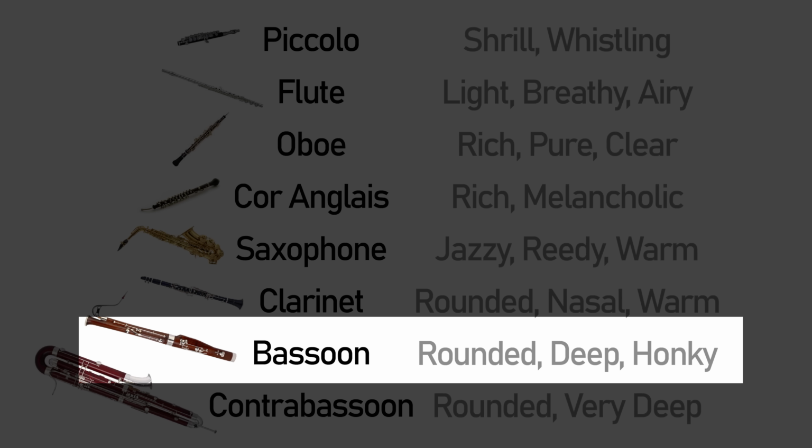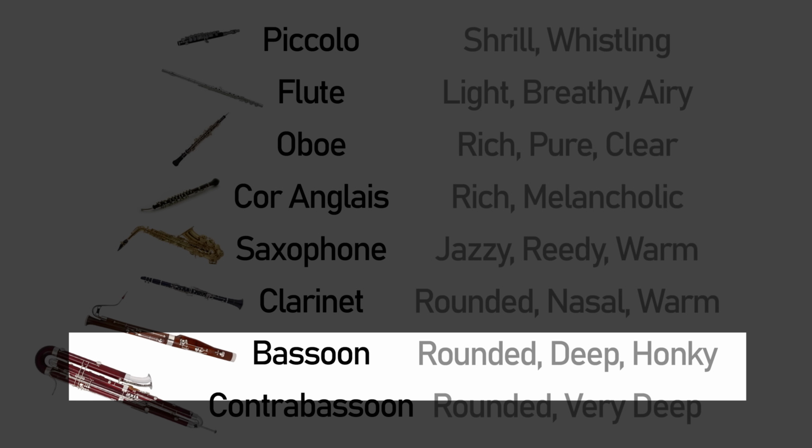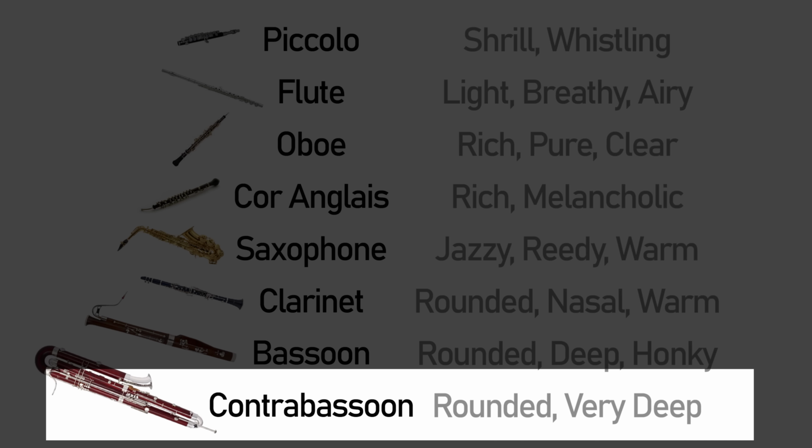Now the bassoon actually sounds quite similar to the clarinet when it's playing in its higher ranges, but often you'll be hearing it more in its lower ranges because of course it's one of the lowest sounding woodwind instruments we have, so it has quite a rounded but deep tone and can also sound kind of honky as well. Now if you hear a particularly low woodwind sound, it's probably the contrabassoon, which is even lower than the bassoon.